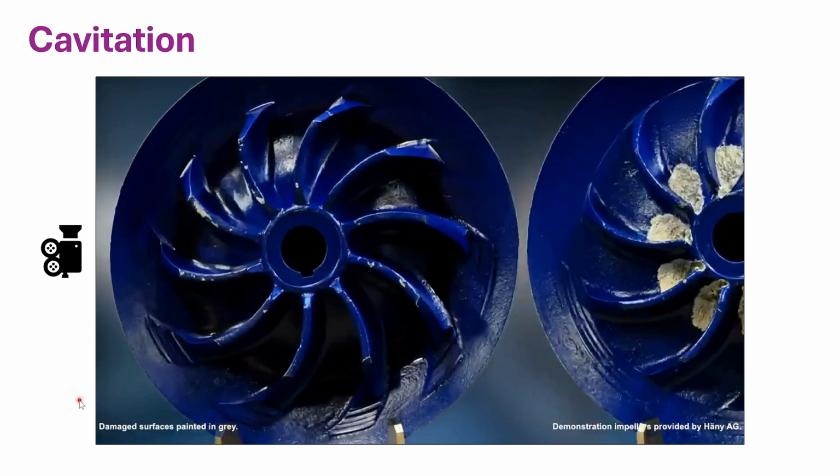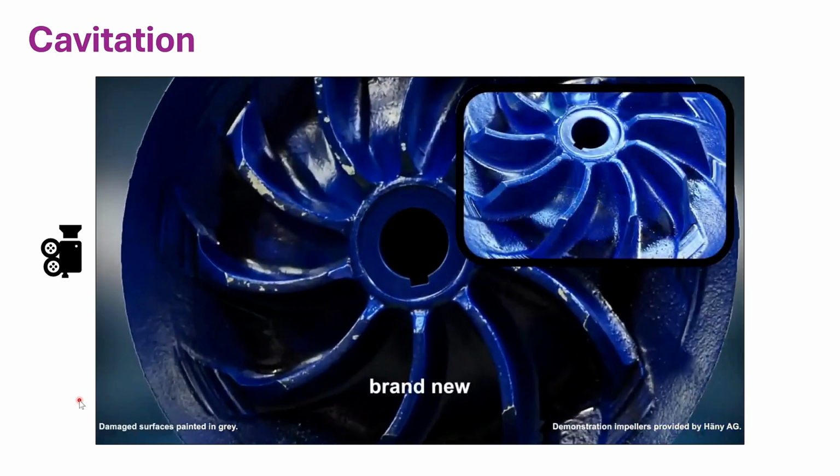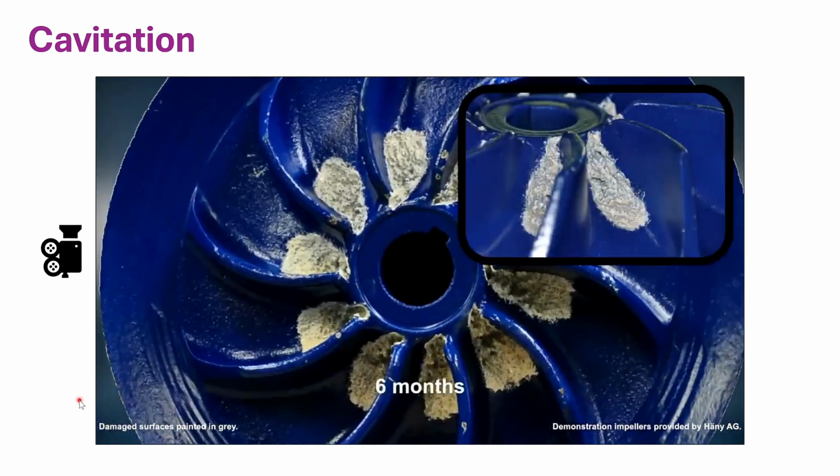The new impeller shows the geometry as it should be under normal operation without cavitation. After 6 months of operation under cavitation, material has been eroded in the center of the wheel. The respective areas are highlighted with grey color. The impeller blades are undamaged.